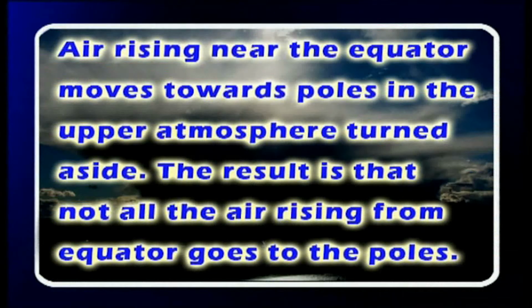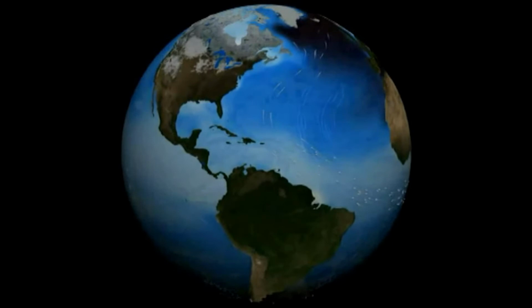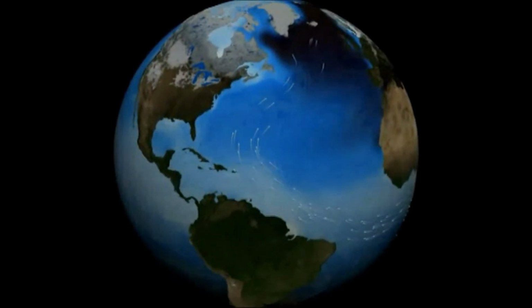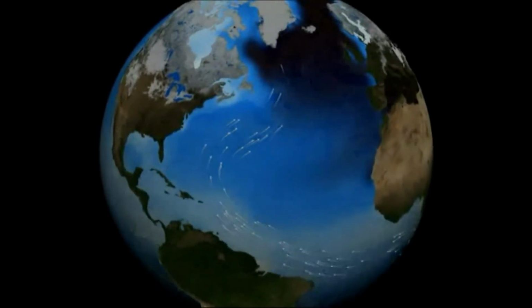Distribution of pressure pattern. Air rising near the equator moves towards the poles in the upper atmosphere and is turned aside. The result is that not all the air rising from the equator goes to the poles. They settle down in subtropical regions. The subsiding air currents create subtropical high pressure between 25 and 35 degrees north and south latitudes.